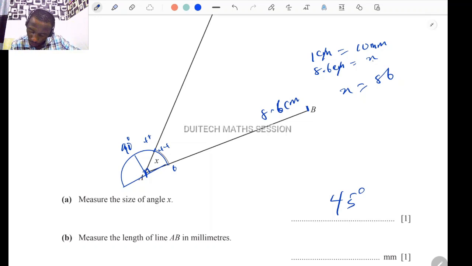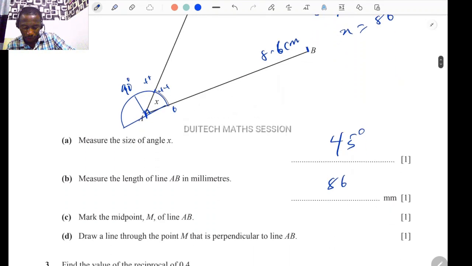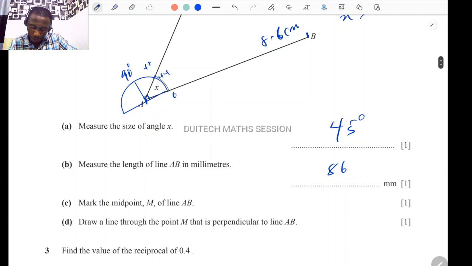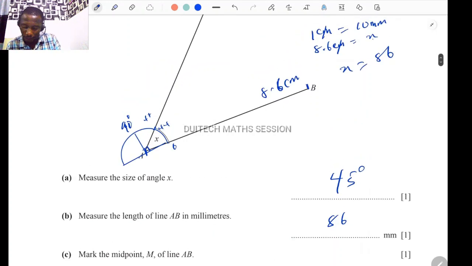So you have 86. The second question now says we should mark the midpoint M of AB. If we have 86 millimeters divided into 2, you have 43. So let's assume we divide it into two equal halves as 4.3 centimeters. That means the half of it.